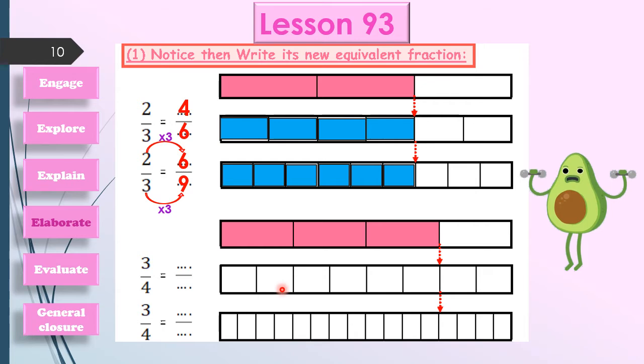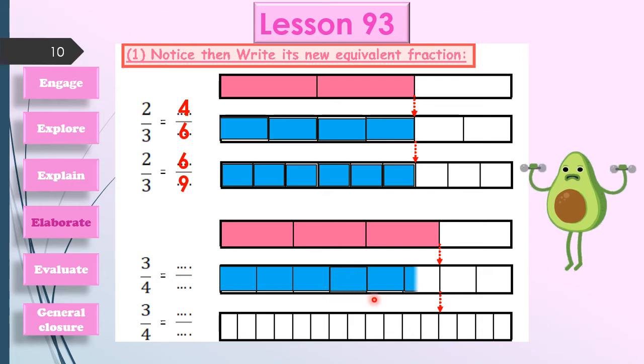Then I want 3/4 of it. It will be 1, 2, 3, 4, 5, 6, and stop. Until I reach this arrow, I stop. Then it will be 6 eighths. 6 eighths equals 3/4 mentally.